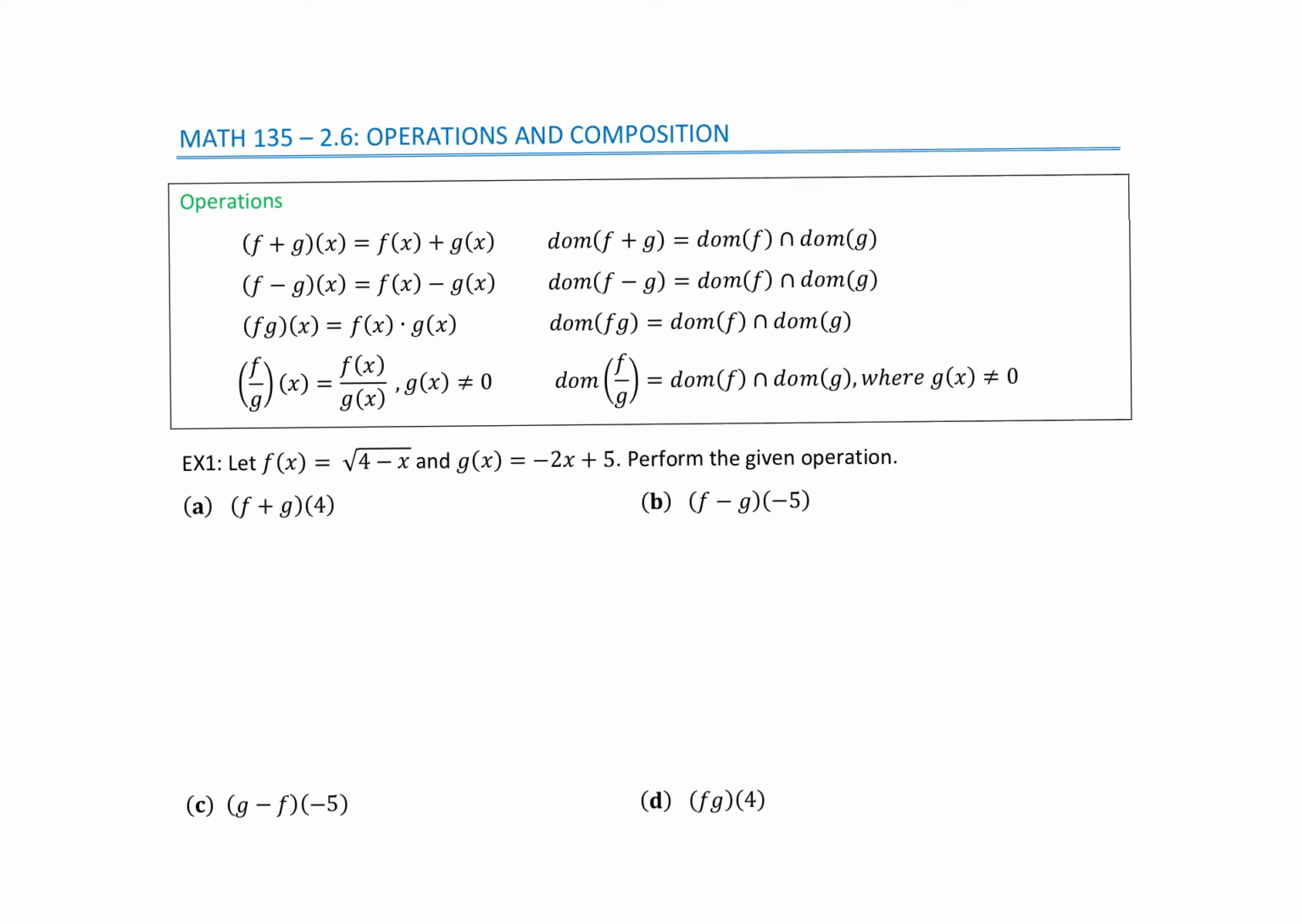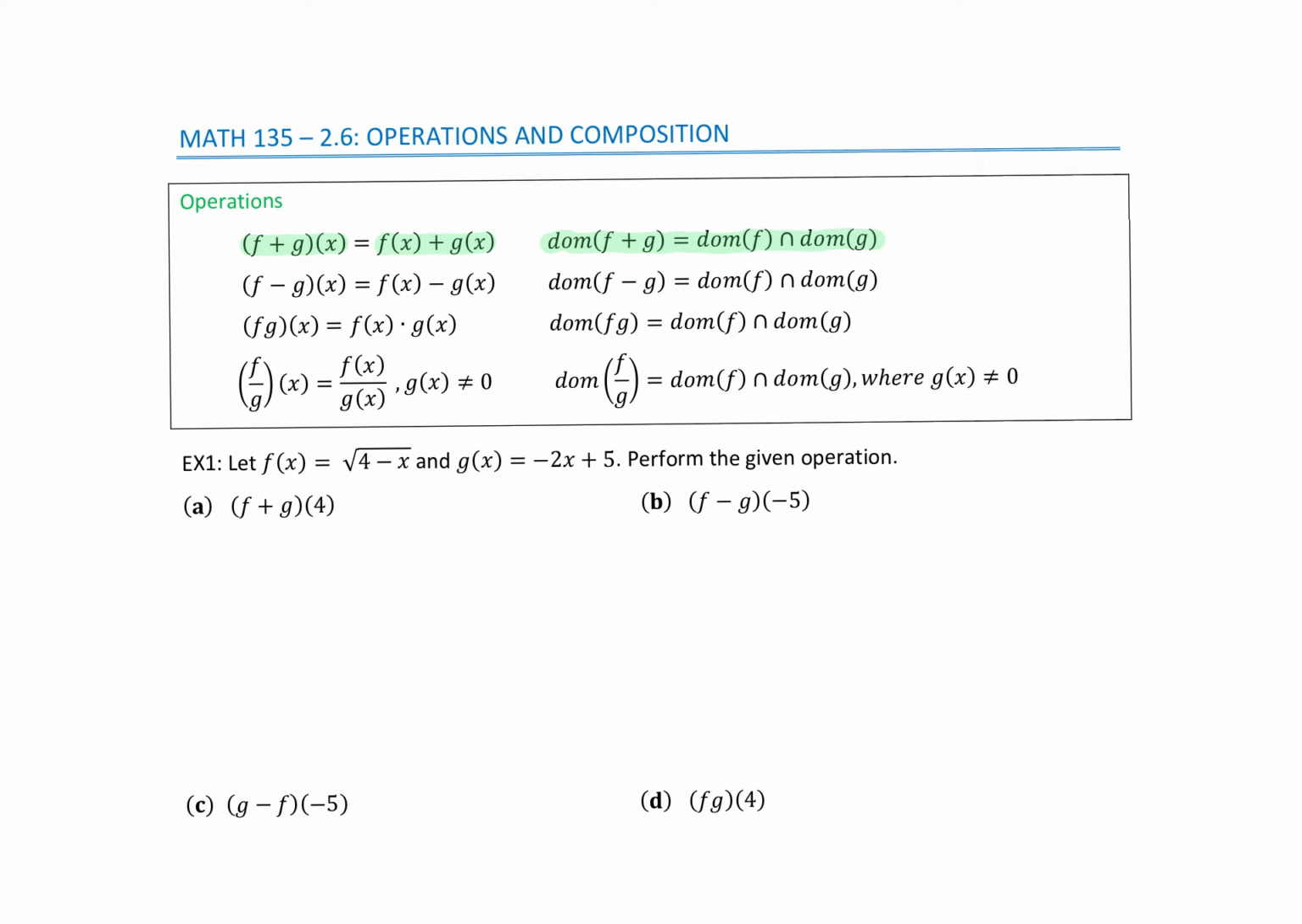Well, we could add functions, f of x plus g of x, and create a new function called f plus g of x. Now when we add functions, remember we have to figure out what the domain of this new function is going to be. Since it's made up of f and g, the domain has to be x's that work for both f and g. I use DOM, short for domain. So the domain of our new function f plus g is simply the domain of f intersected with the domain of g. So it's the x values that f and g have in common.